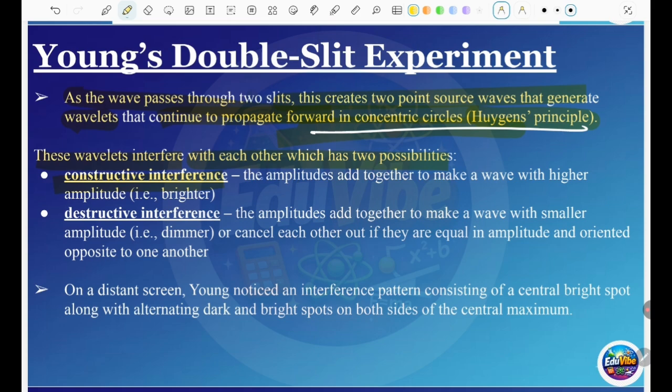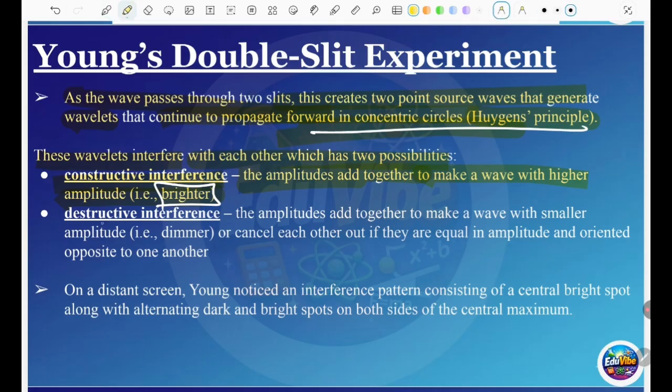The first one is constructive interference. The amplitudes add together to make a wave with a higher amplitude, which is brighter. When the amplitudes add together to make a wave with a higher amplitude, we get a brighter image, like a bright light.